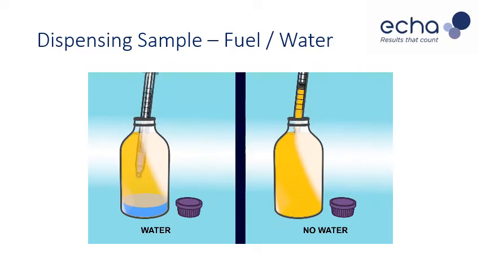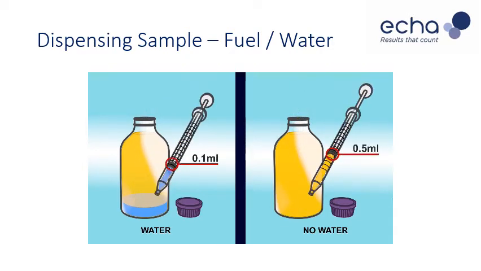For water, it is recommended that 0.1 milliliters is tested. For fuel, it is recommended that 0.5 milliliters is tested. To get the correct volume, draw up slightly more sample than is needed into the syringe and then just press the syringe plunger so that the end aligns with the appropriate graduation mark on the side of the syringe barrel. Note you should use each syringe only once and then discard it.